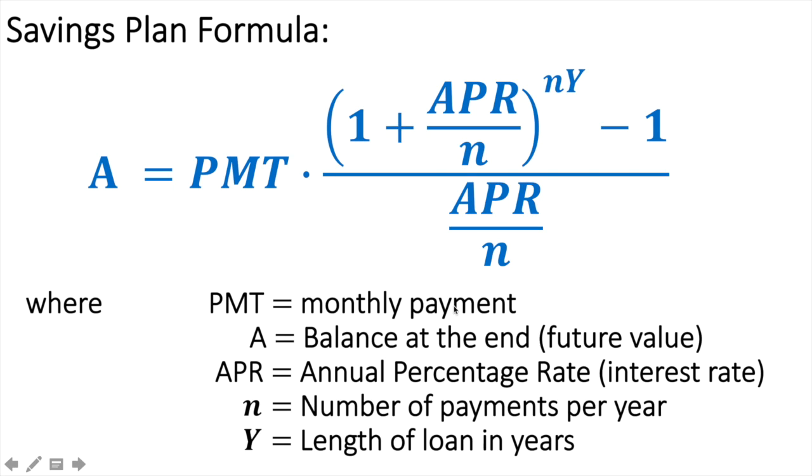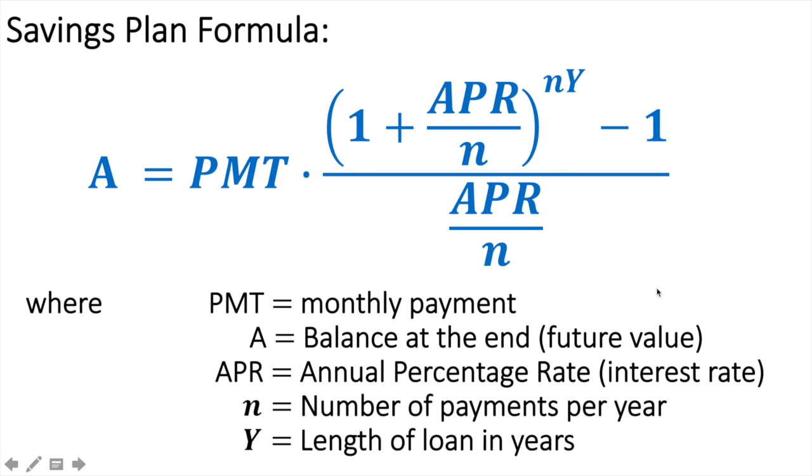PMT, this is my payment. There's kind of our key down below here. This is the balance at the end, or some future value, this A. And this is what we're looking for. We're going to solve it for this one, for this particular problem. APR, of course, is the interest rate. So whatever the interest rate is, we will have to convert that from a percentage down to a decimal. N is number of payments per year. Since we're going to be paying monthly, it will be 12 payments per year. And then a Y, of course, is the number of years.